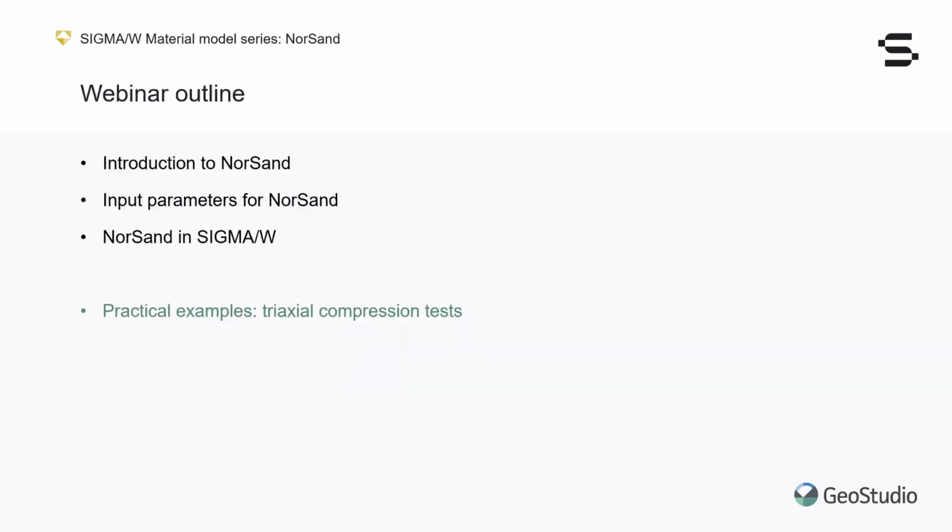Now that we have reviewed the input parameters required to use NorSand, we can move on to using the model in sigma W to complete the calibration procedure. A good practice before jumping into sigma W to calibrate the model is to properly organize our test data. This can easily be done using Microsoft Excel. Here is how I like to set this up.